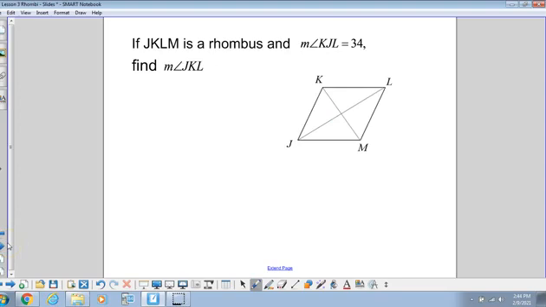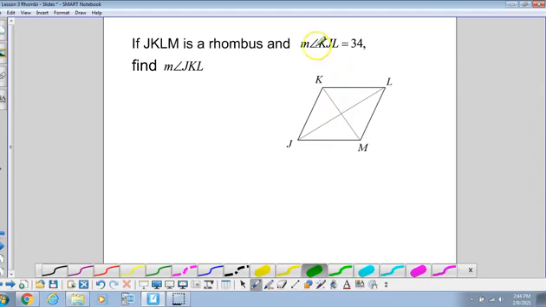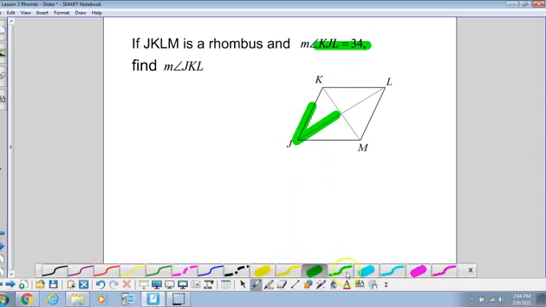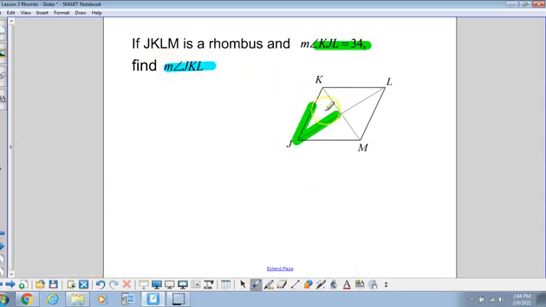Okay, let's do a few more examples. In this problem, JKLM is a rhombus, and the measured angle KJL is 34. Let's find the measured angle JKL. Okay, let's see if it goes here. KJL is 34. KJL is this angle here. And we are trying to find JKL. We want JKL, which is this big angle up here.